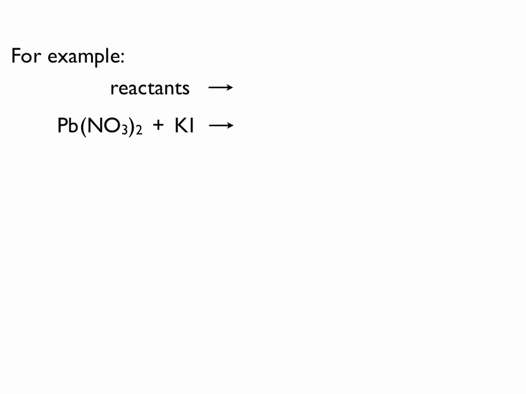So let's take an example. If you take a look at this equation, this is called a chemical equation. On the left side, we have Pb(NO3)2. This is lead(II) nitrate. Our second reactant is KI, which is potassium iodide. Now, in order to figure out what the products are going to be, you have to think about these things as ions. So we'll color code things to make it a little bit easier to see what happens.